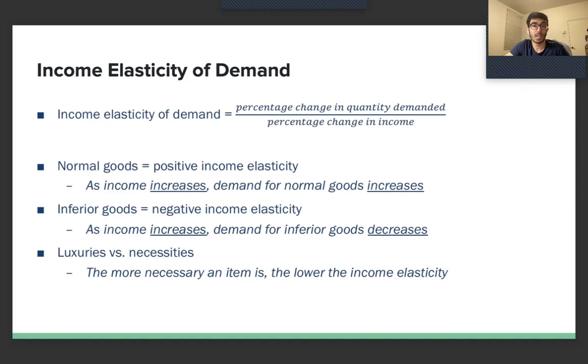Okay. Then we move on to some other forms of elasticity. So income elasticity of demand is, again, we want to see how sensitive the quantity is to certain factors. For price elasticity, we see how sensitive quantity demanded or quantity supplied are to changes in prices. Here we look at changes in income.